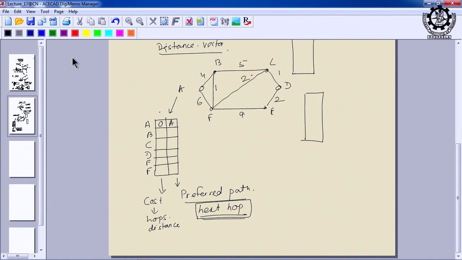Now, to reach B, if A wants to forward the packet to B, it has two paths. One path is directly from A to B, another path is from A to F and F to B, right. So, two paths, and what is the cost of each path? One path costs 4, another path costs 6 plus 1, 7. So, which should be the preferred path now? This one obviously, A to B directly, and the cost associated with that is 4, and to reach B, the next hop is B itself.